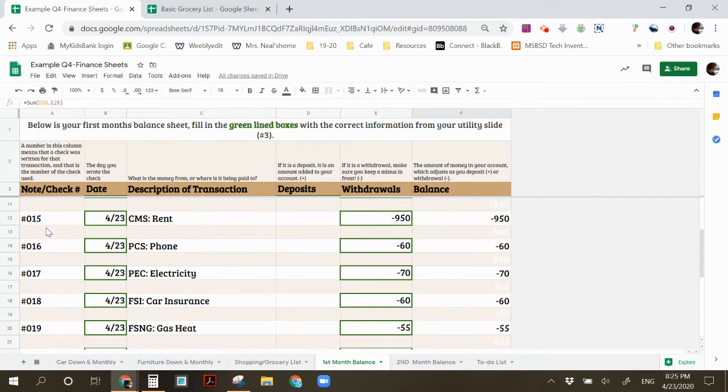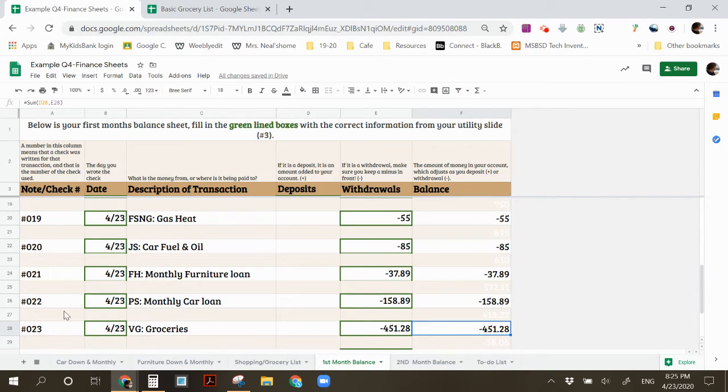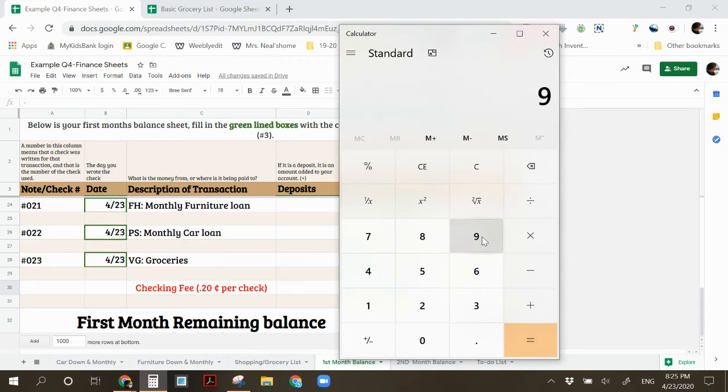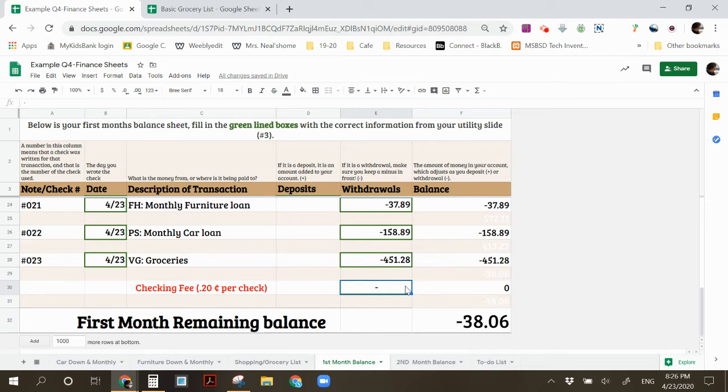We wrote 9 checks, right? That's checks that we wrote in our slides previously. So if you do 9 times 20 cents, it gives you $1.80. So you have to pay $1.80 for all of those 9 checks in total.